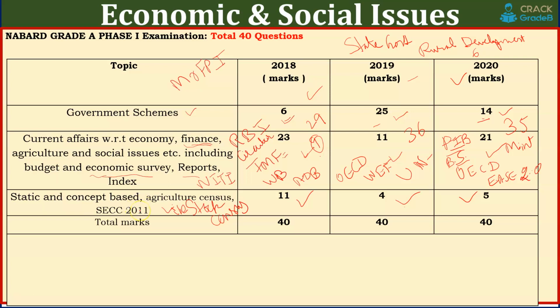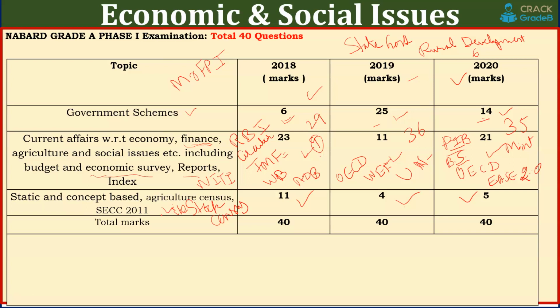And the SECC, socio-economic caste census, is a very important topic. Every time they are asking one or two questions. You can read it from the official website of the socio-economic caste census 2011. The highlights are given there, and the highlights are important only, no need to go into more detail. And from the static part, sometimes simple agriculture related concepts are asked, like cropping patterns and different types of agriculture patterns, which they have asked in the ESI paper also.